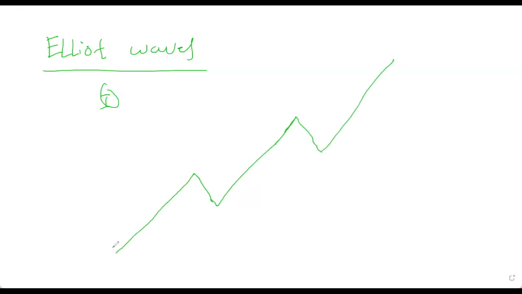So this is wave 1. This is 0, 1, 2, 3, 4, 5. After 5 waves, market is going to collapse. That's what he has told. What is the target? Next question, sir. What level can it fall?